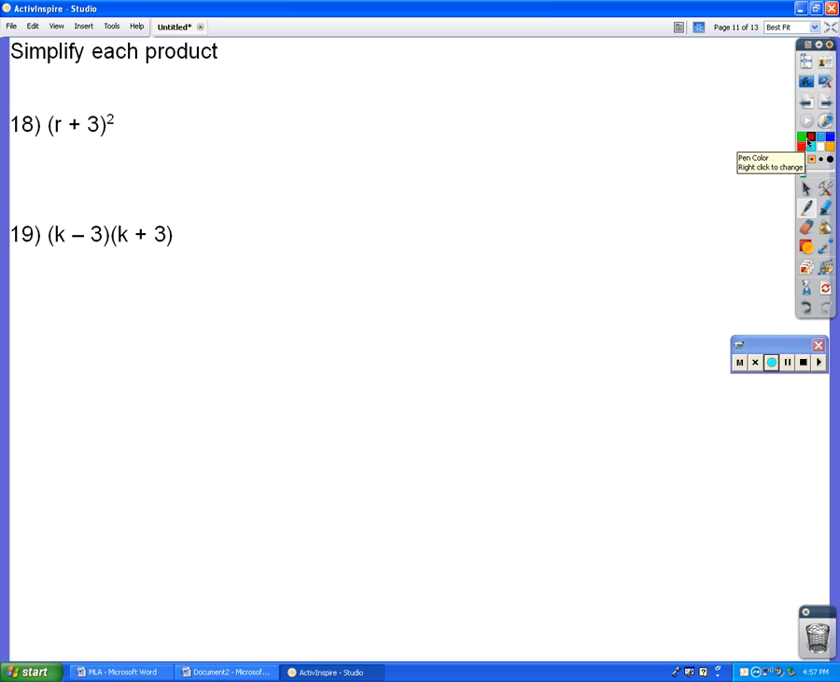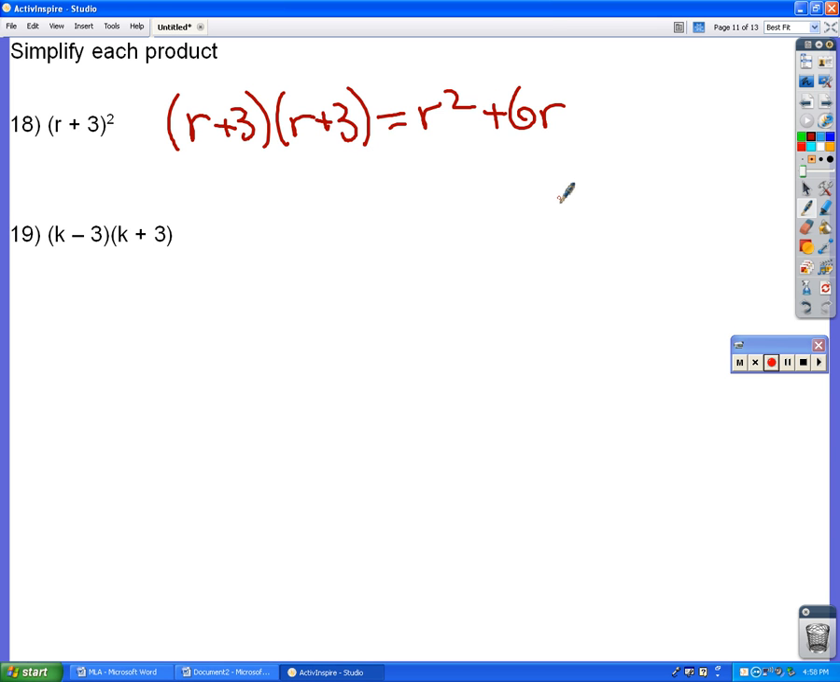Okay, and then finally we're going to do some multiplying things together, and we're trying to use the shortcut here. So we're trying to do this all in one step. So since this is r plus 3 times r plus 3, I know r times r is going to be r squared. Then I'm going to get 3r in the middle and another 3r on the outside, so that's going to be a total of 6 r's. And then 3 times 3 is 9. So that's going to be my final answer with that one.